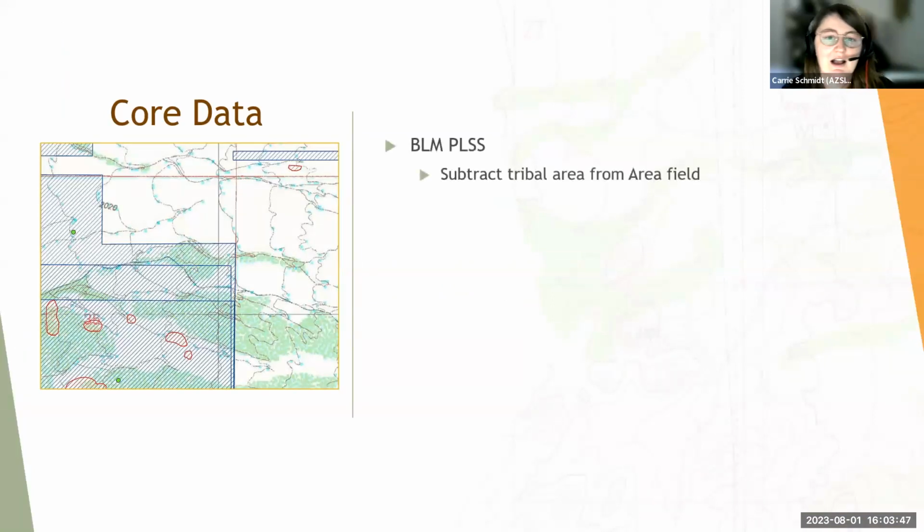So my core data, I started the same as the old layer with the PLSS layer. It comes with an area field, but we decided to subtract tribal area from this total section area because AsSite has a rule that we do not display or host data for tribal land. And this way it makes it more clear to the user that that land is not in any way a part of this data set.